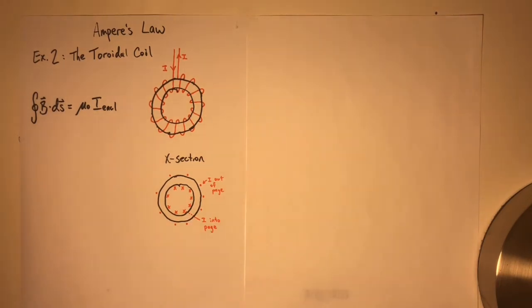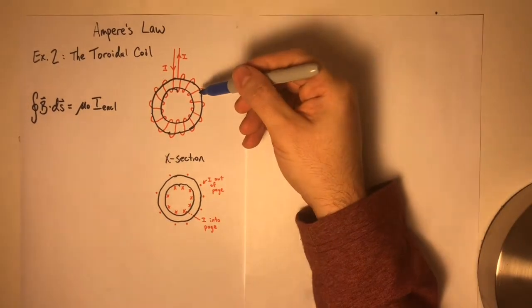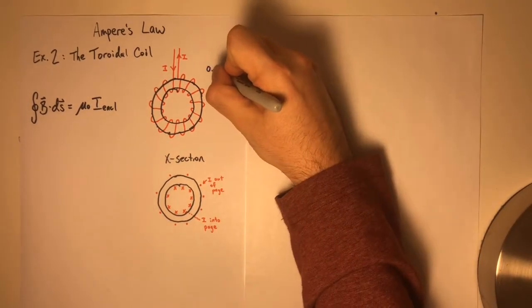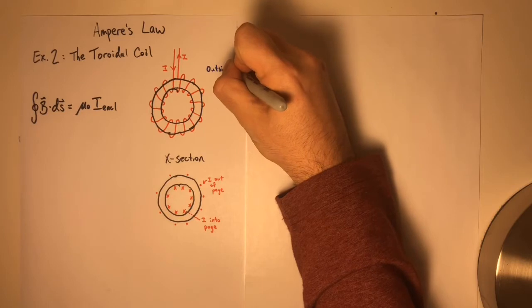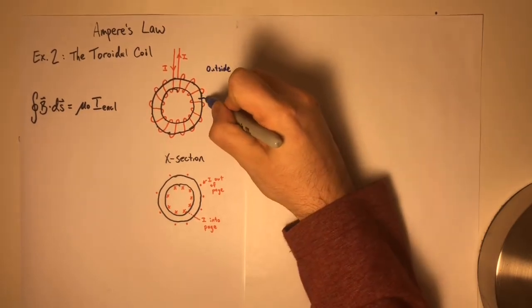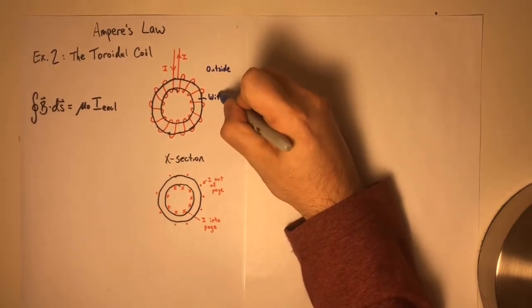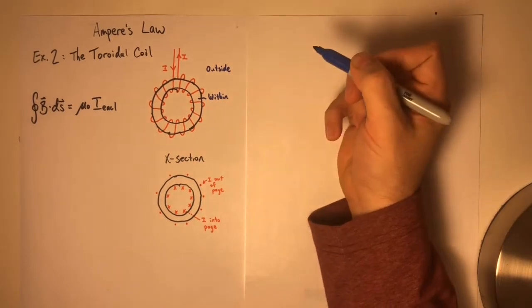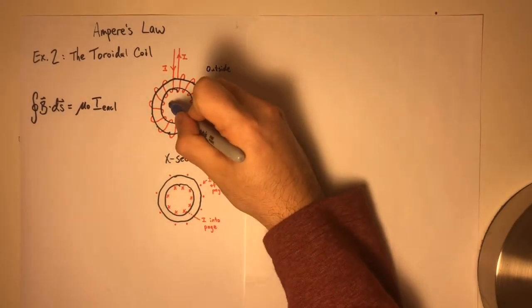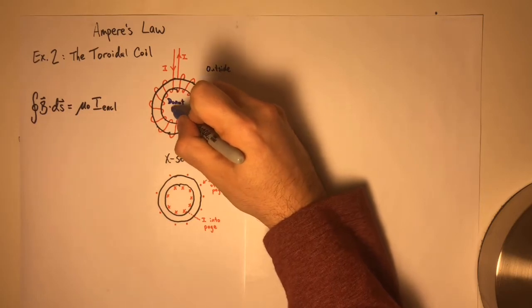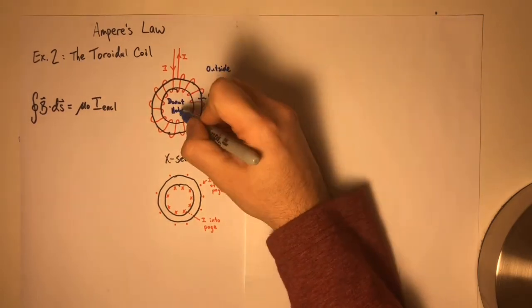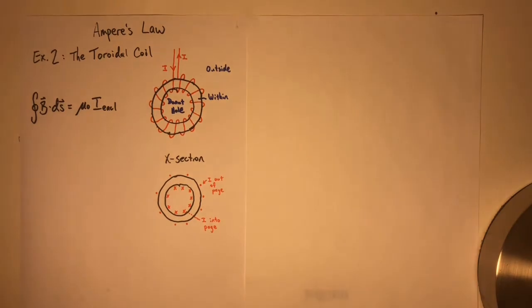I'm also going to label three regions on the original drawing. One is the outside, one is within the toroid, and the other part is, for lack of a better term, the donut hole. And we're going to solve for the magnetic field in each one of these three regions.